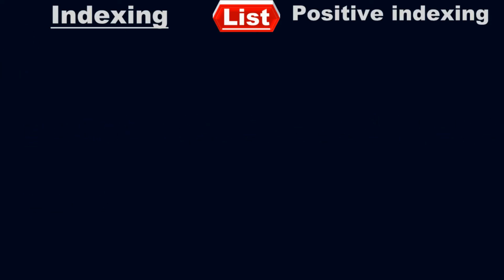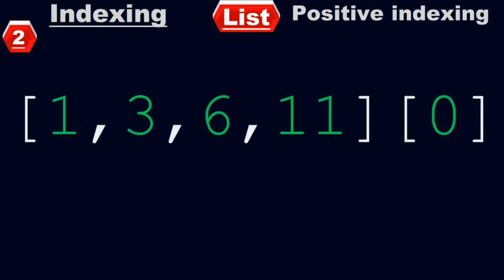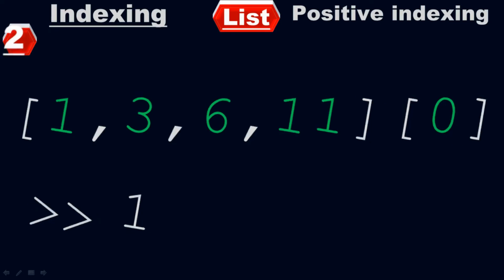Similarly, let me check the third method, which is the direct method, without using any print function or any identifier. When you run it, you will get the same answer, 1. Because at index 0 is the address in computer memory which holds this information, 1. The index value of 1 is 0, of 3 is 1, of 6 is 2, of 11 is 3. So at index value 0 it returns 1.